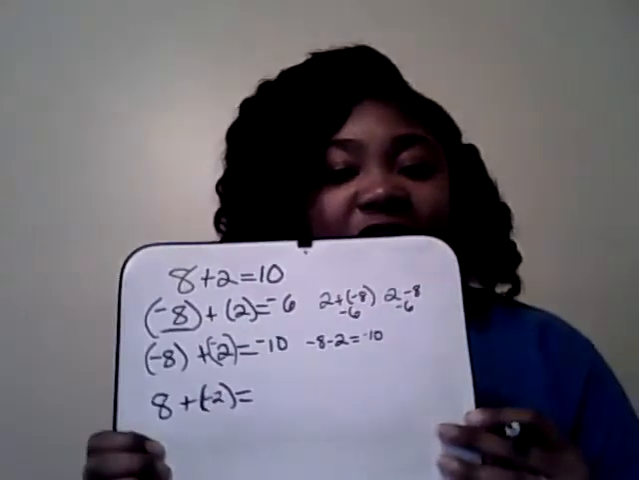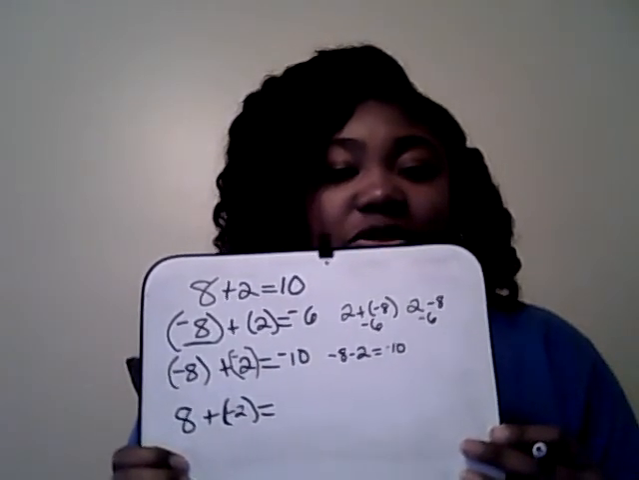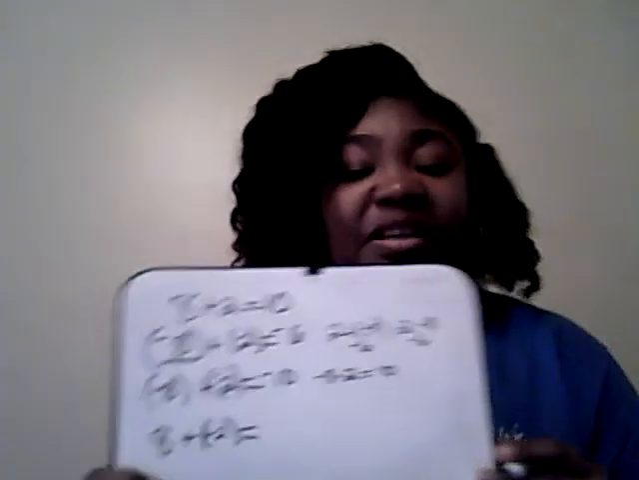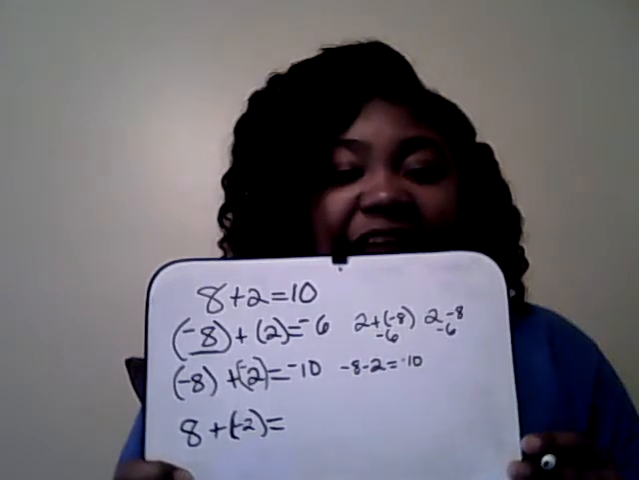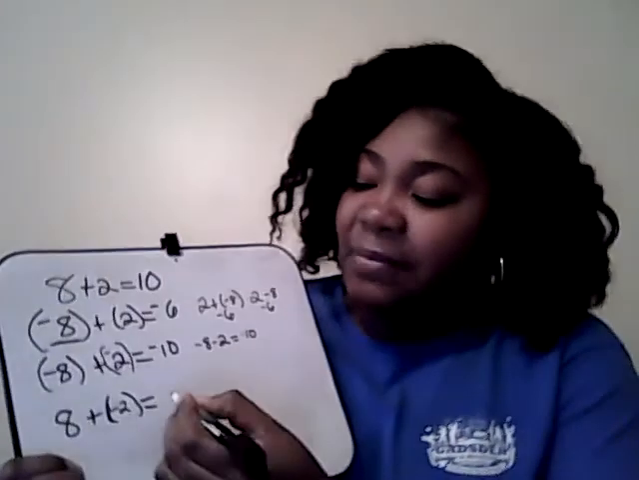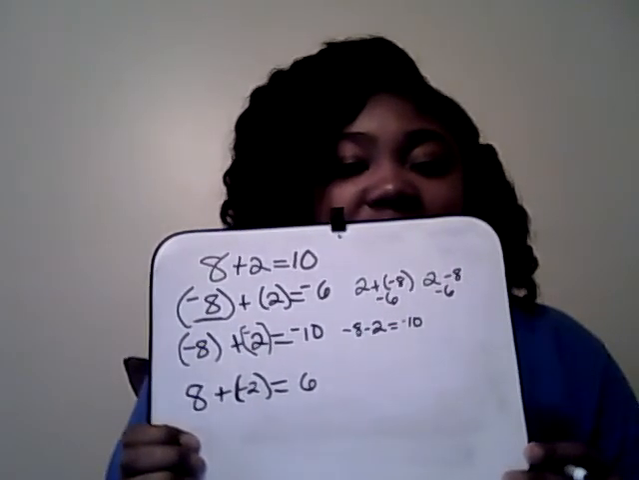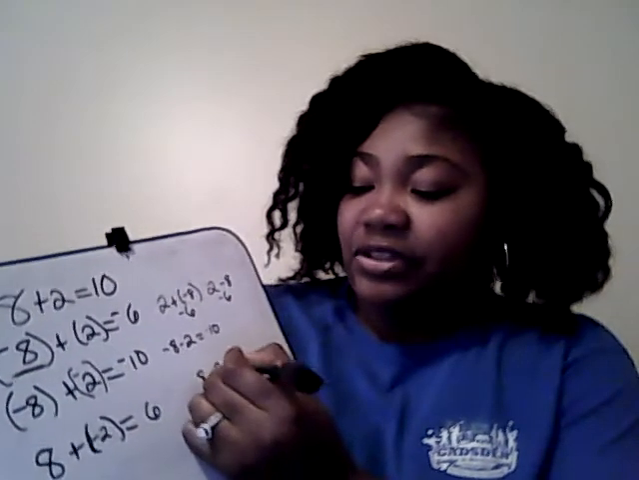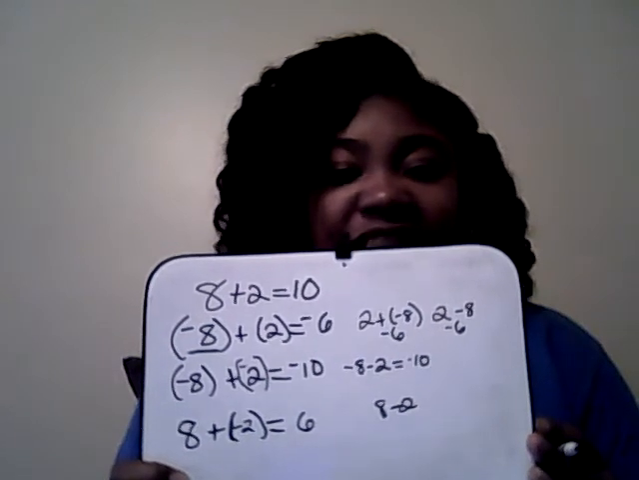For the next, we have 8 plus negative 2. So when we have different, opposite signs, that means subtraction is going to happen somewhere. So I'm going to go ahead and subtract 8 minus 2. And 8 minus 2 is 6. The larger number does not have a negative sign, so it's just going to stay positive. It's just like saying 8 minus 2. Okay? And 8 minus 2 is just 6.